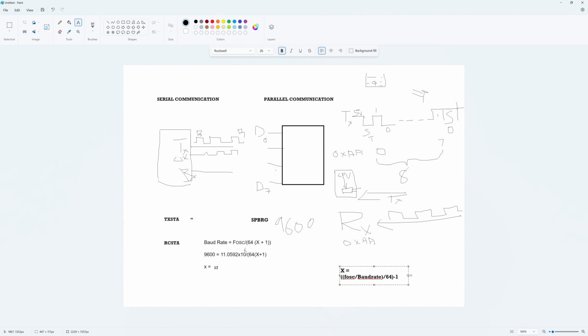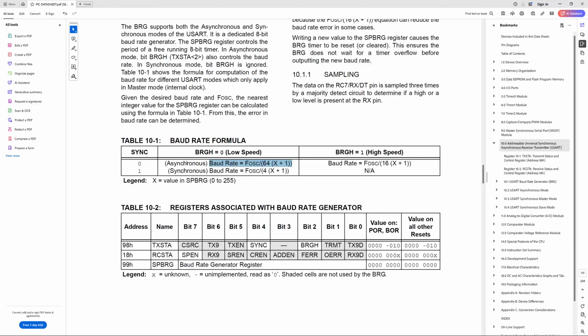After rearranging, you will get an equation like this: x equals frequency of oscillation divided by baud rate divided by 64, minus 1. Or else you can multiply frequency of oscillation by 64 divided by baud rate, minus 1. You can always do that math over here. So x equals 17. We have one particular register called SPBRG. X equals the value in SPBRG. The value will be from 0 to 255.